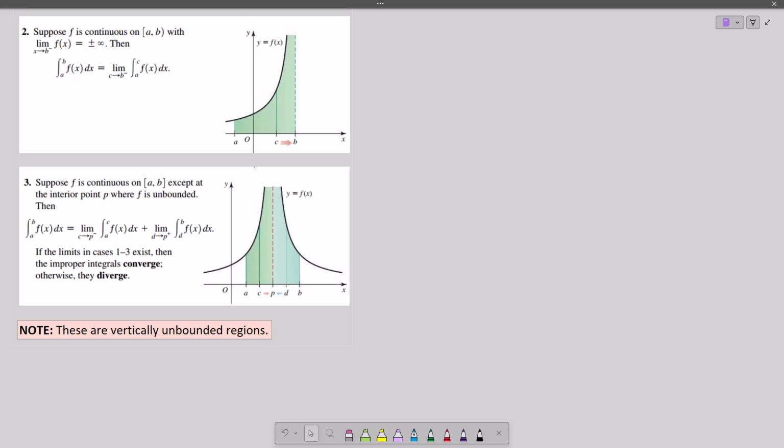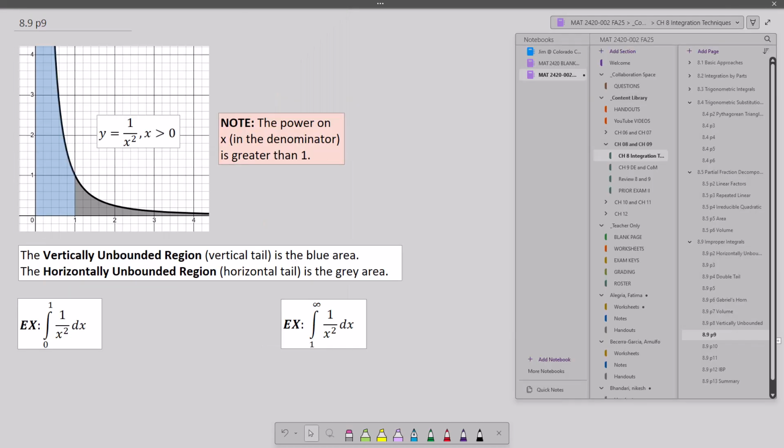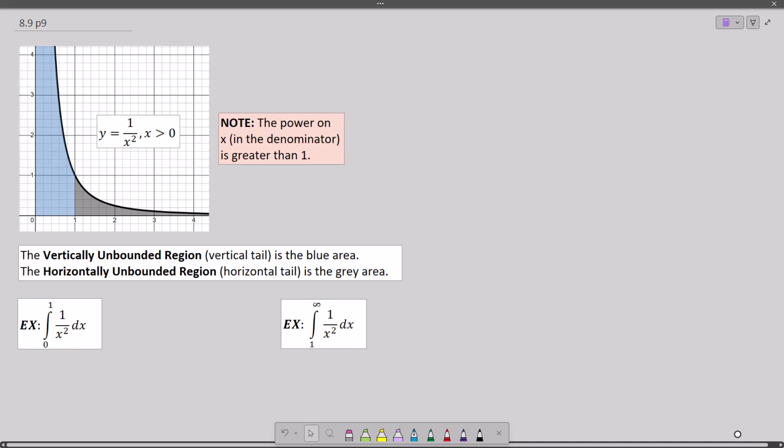So let's try one of these unbounded vertical problems. Here is a picture of our 1 over x squared, which we already found the horizontal tail for. We already found that that gray tail had area 1. That was the very first problem we did today with this section. So we know the gray tail is 1 square unit. When we look at the blue tail, the vertical tail, does that look like the curve approaches the y-axis fast enough to have a finite area? No. That's looking infinite.